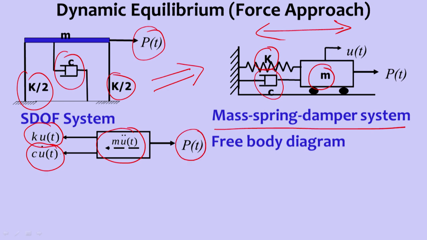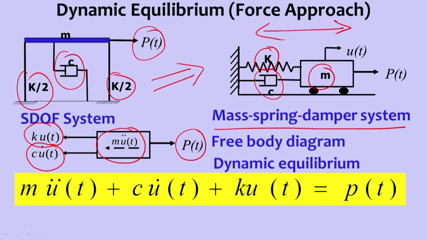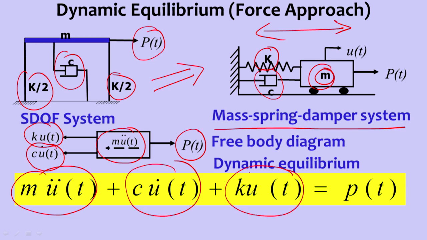Now if we write this equilibrium equation, we get m u double dot plus c u dot plus k u. Here u, u dot, and u double dot are respectively the displacement, velocity, and acceleration of the system, measured at the center of mass of the structure. The first term we call the inertia force, the second term the damping force, and the third term the elastic force. All these forces added together become equal to the externally applied force.